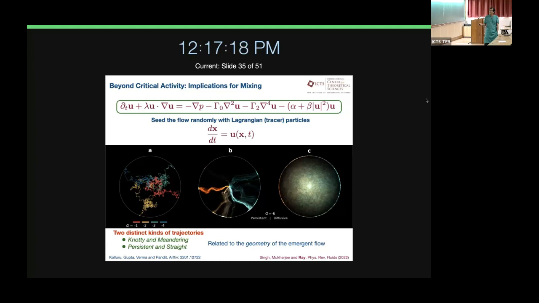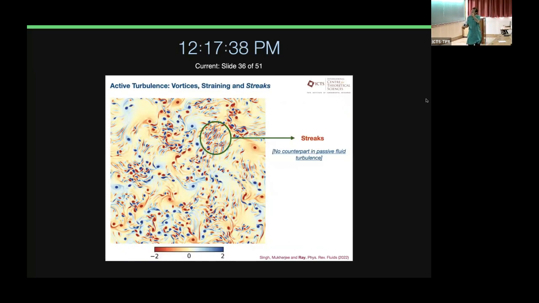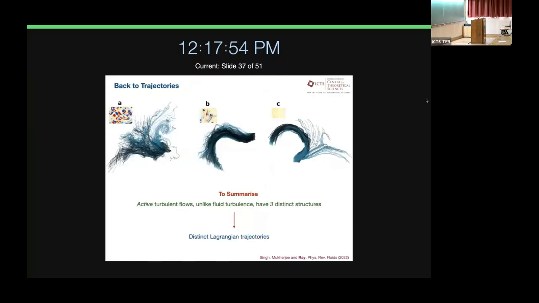Here's a representative result from alpha -6, which is, again, to remind you, beyond the critical activity. What you see is that a bunch of trajectories have this persistent behavior. They are persistent and straight, and a fraction of them actually have diffusive behavior. I'm not going to talk about this, but I'm just flashing it in case anyone would like to discuss it. These are related to structures which appear out of the blue in the flow, which facilitate this persistent motion of these trajectories. So essentially, if I'm the bacterium, depending on which part of the flow I am in, here, here, or here, I end up having three largely different kinds of trajectories which give rise to the overall Lagrangian dynamics.